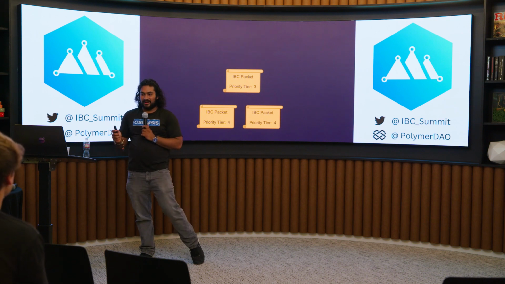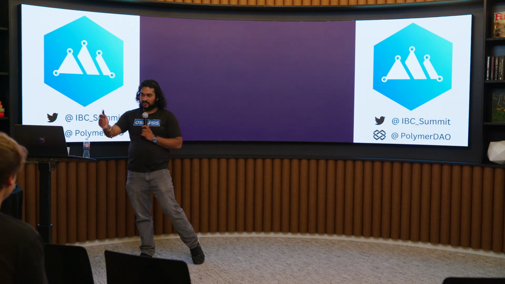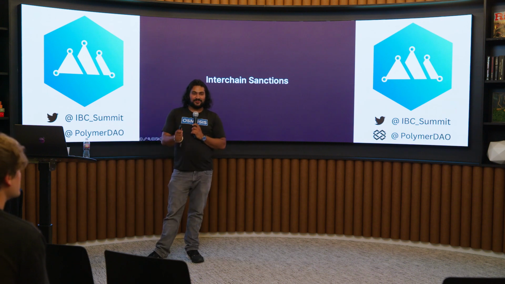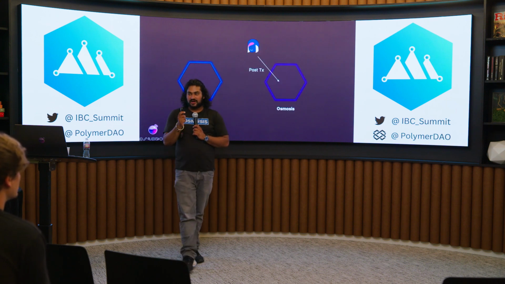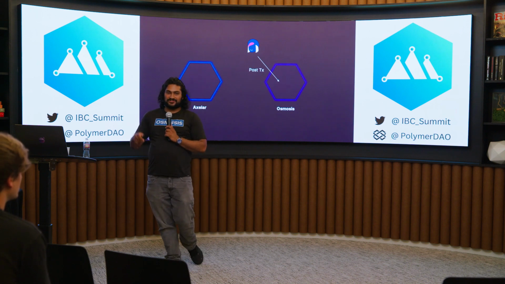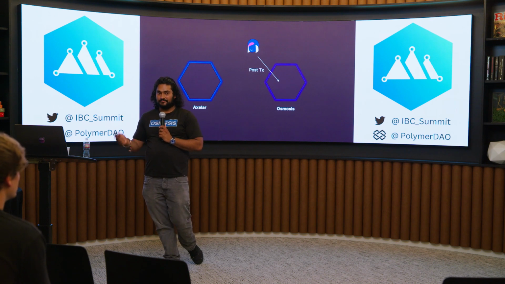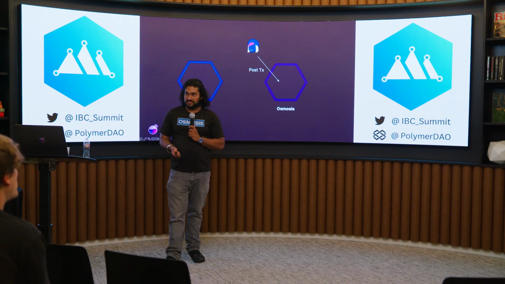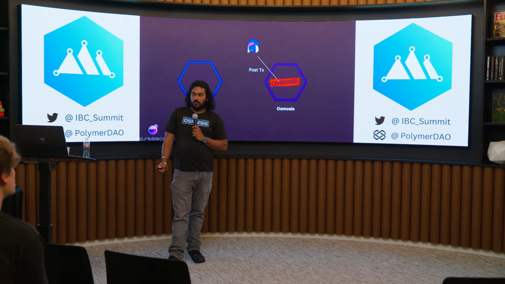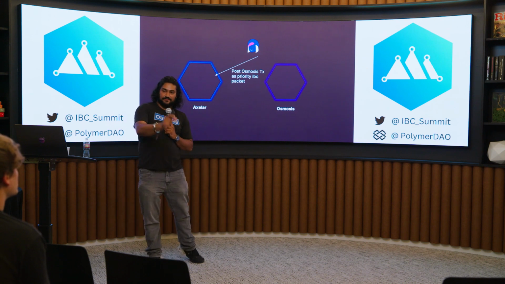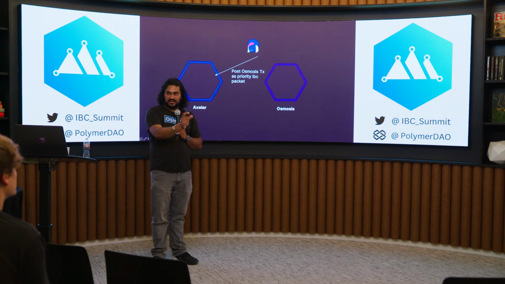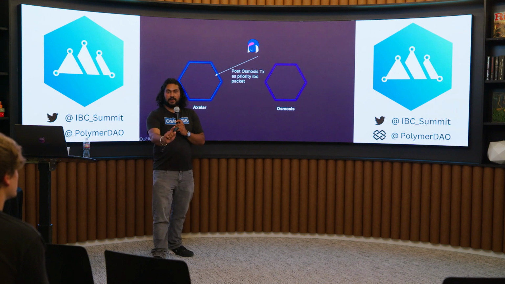I think this is really cool, but it has a use case that I really like, which I call, let's finish flushing these packets out, interchain sanctions. Interchain sanctions is our method for censorship resistance in the interchain. Imagine Amelia is trying to post a transaction to Osmosis, but her transaction is not being received. It's not being processed. She's being censored for whatever reason. Well, what she can do is post her transaction as a priority transaction on a different chain like Axelar, and then bump up the priority level.